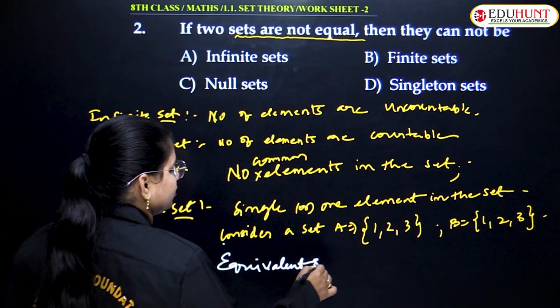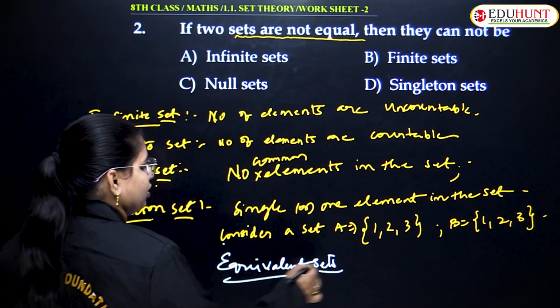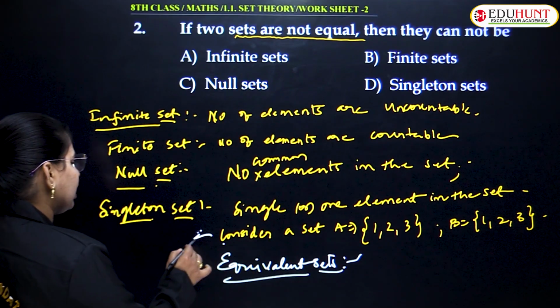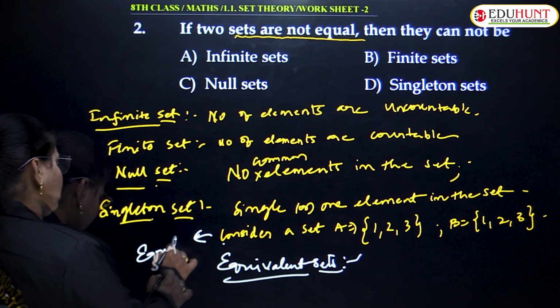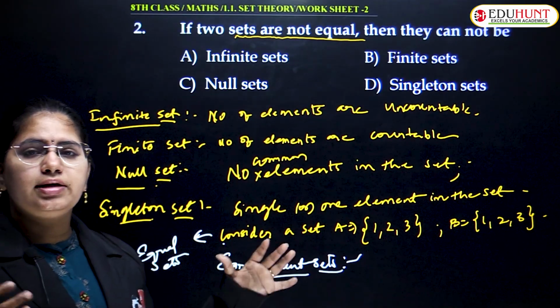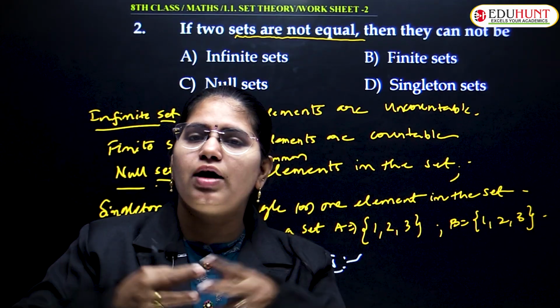Equivalent sets. How do you define this? What is the difference between an equal set and an equivalent set?